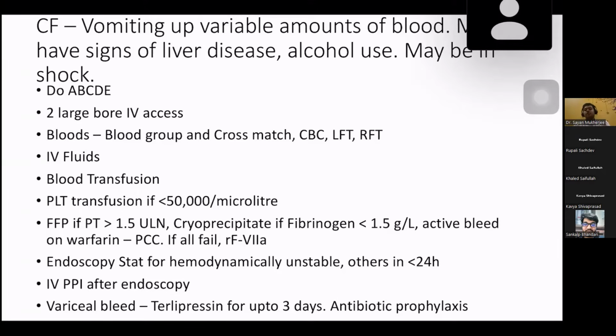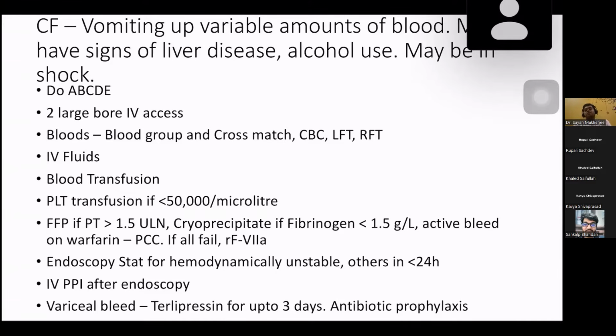And once the endoscopy has been completed, you give him a high dose of intravenous proton pump inhibitor. You can use omeprazole or pantoprazole. Why you shouldn't give it before is that it can mask the endoscopy findings at times. So it's better you do it after the endoscopy is done.